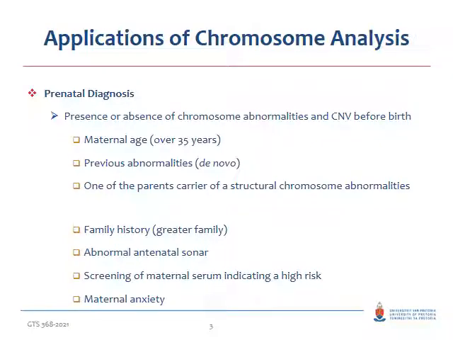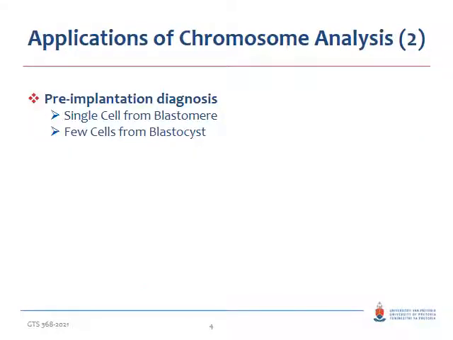Where there's a family history of a specific condition, it might also prompt testing. An abnormal antenatal sonar or abnormal serum screen, or an abnormality otherwise in the fetus will also prompt testing. If a mother is very anxious about the possibility of an abnormality, it might be offered to her. Chromosomes can also be tested on the blastomere or a blastocyst in the case of pre-implantation diagnosis. I will, however, discuss this later on.